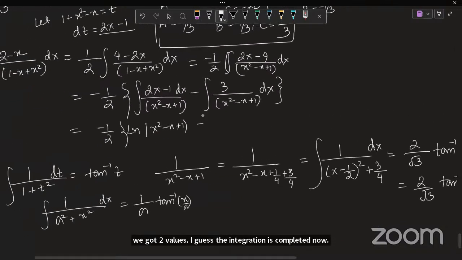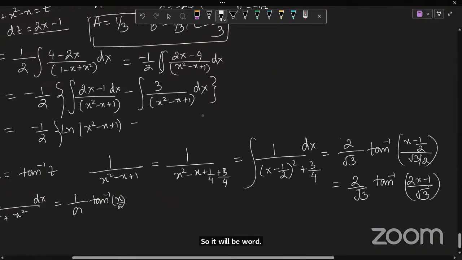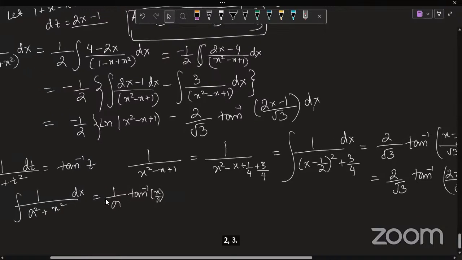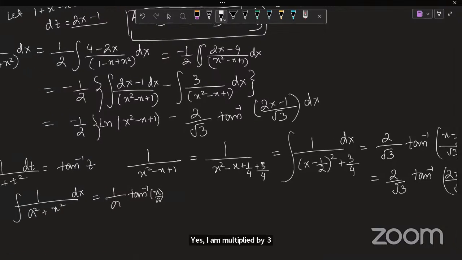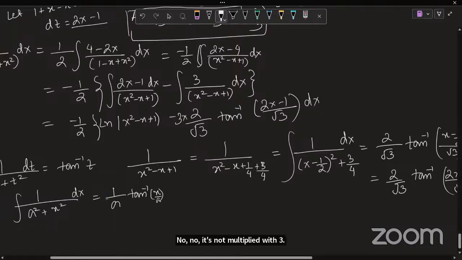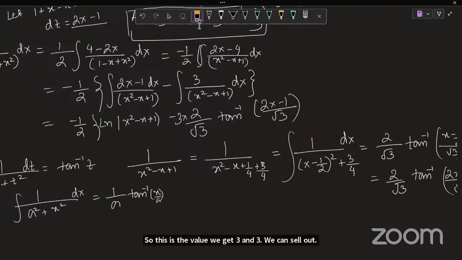So it will be what? 2 upon root 3 tan inverse 2x minus 1 upon root 3 dx. Have I multiplied it by 3 or not yet? No, it is not multiplied with 3. So I have to multiply it by 3. So this is the value we get. It will be 3 and 3 will cancel out. 3 root 3 by this dx.